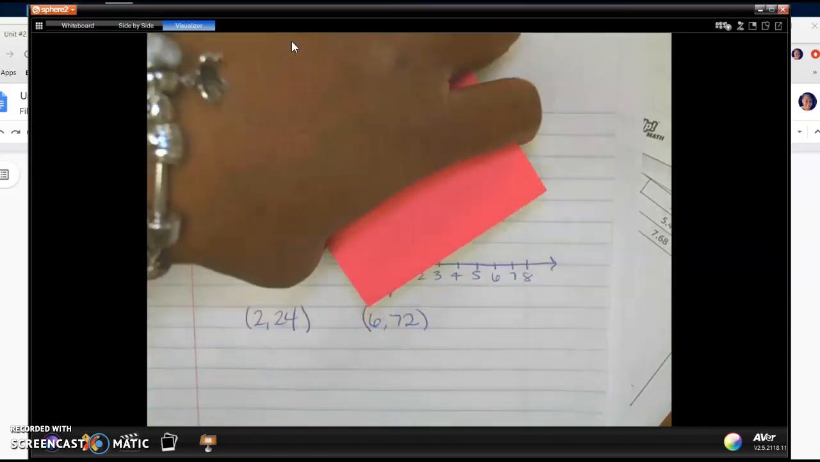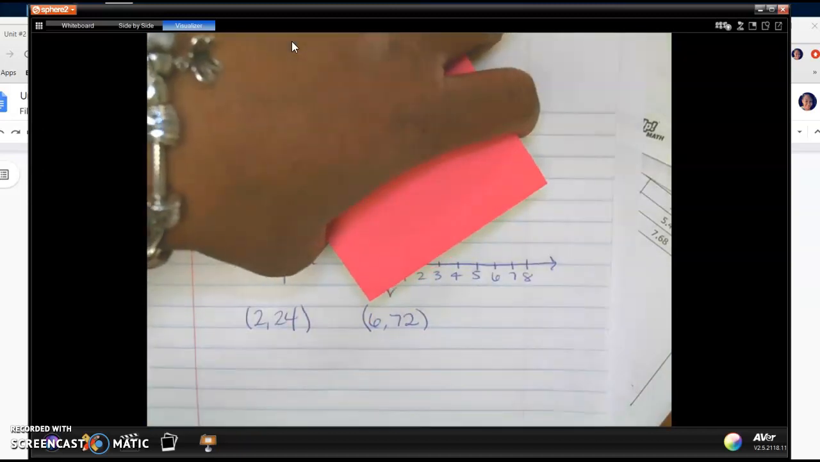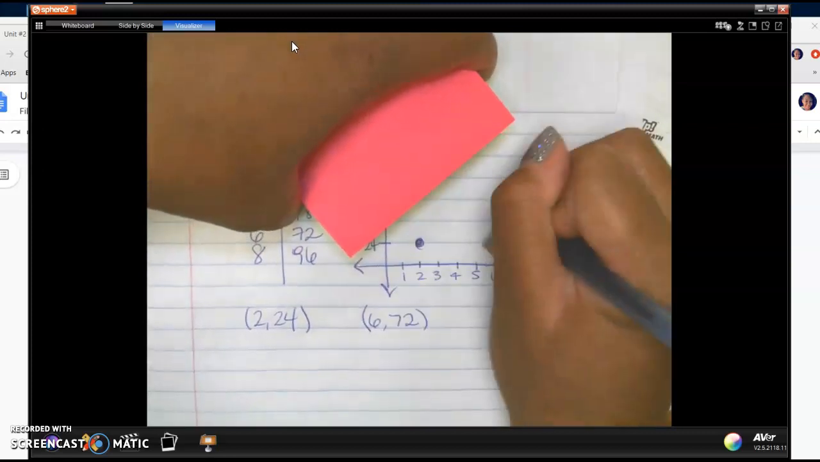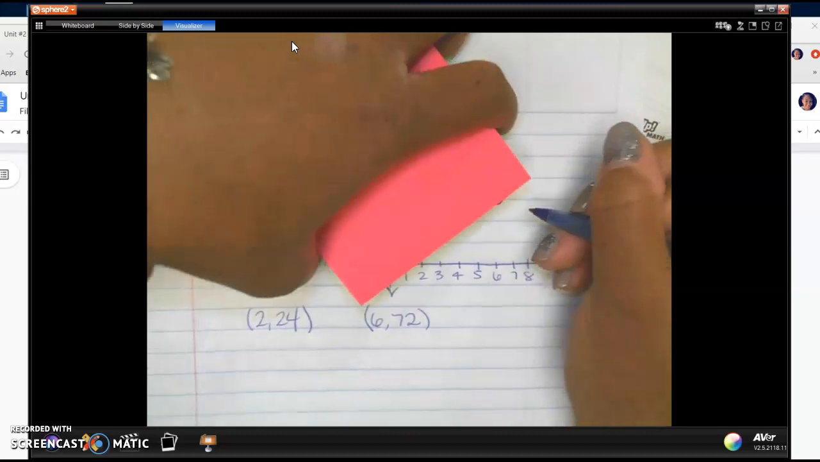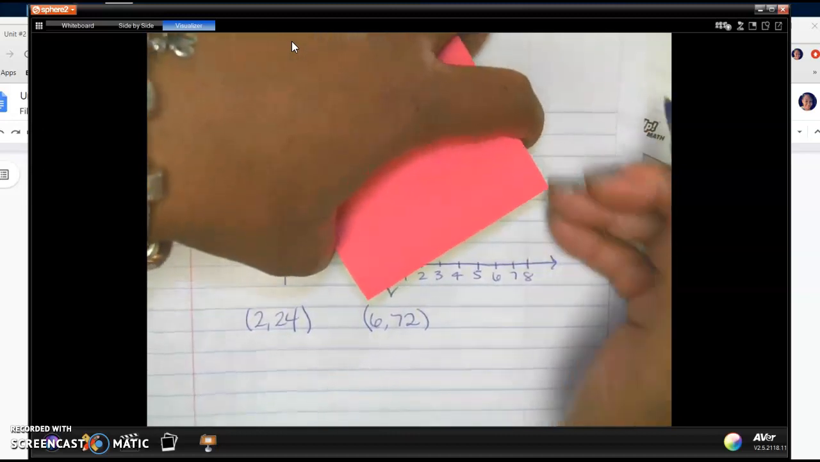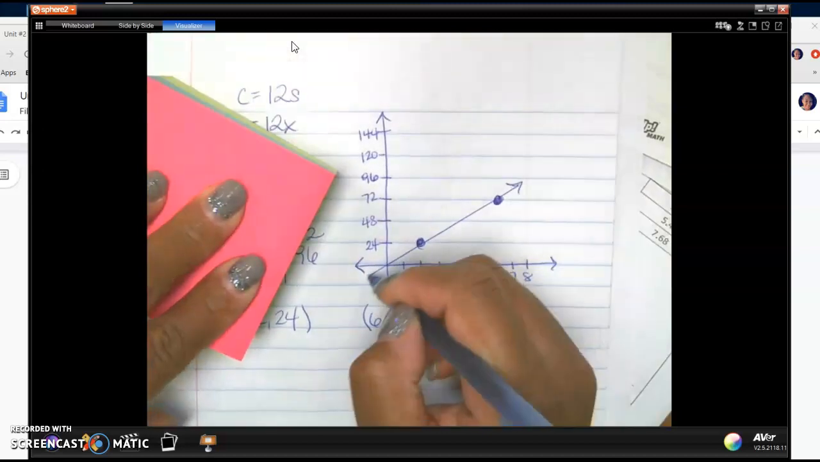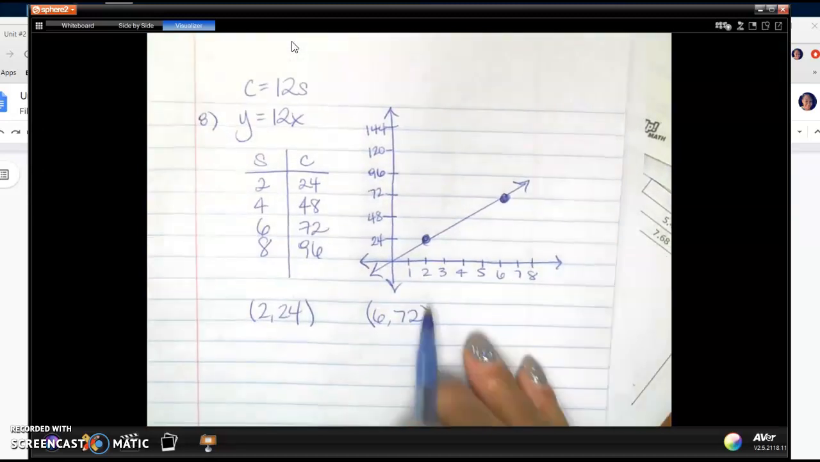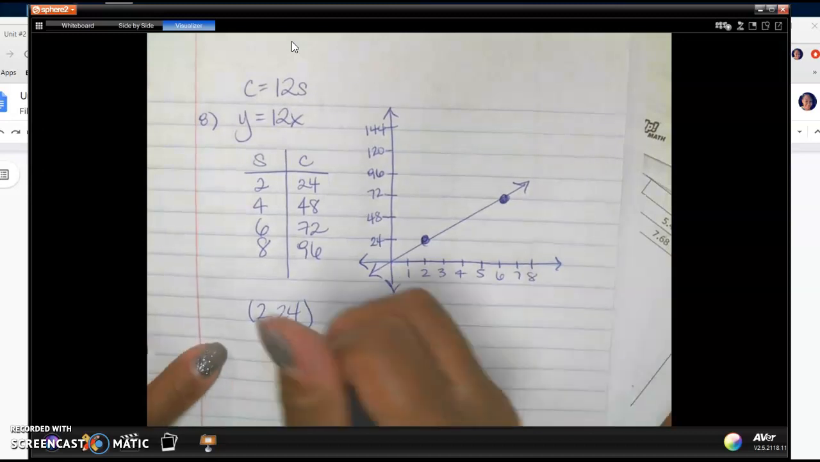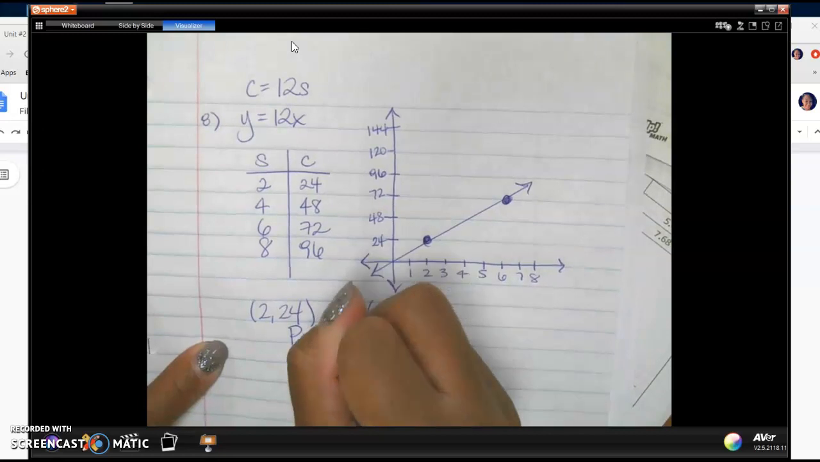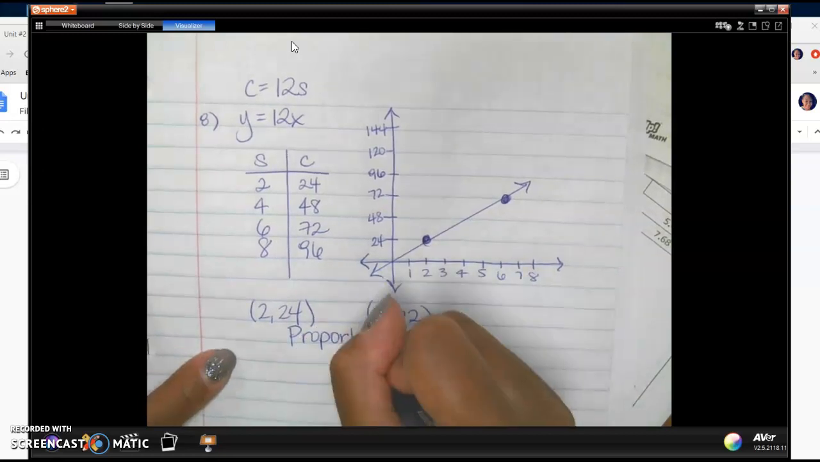Okay, draw my line. Stay focused. Also, it goes through the origin, which means this is what we talked about the other day. Yes, proportional.